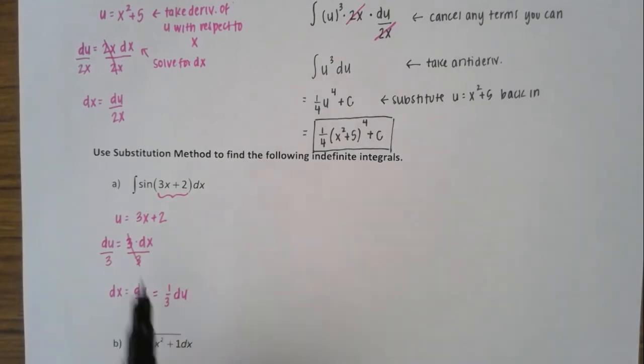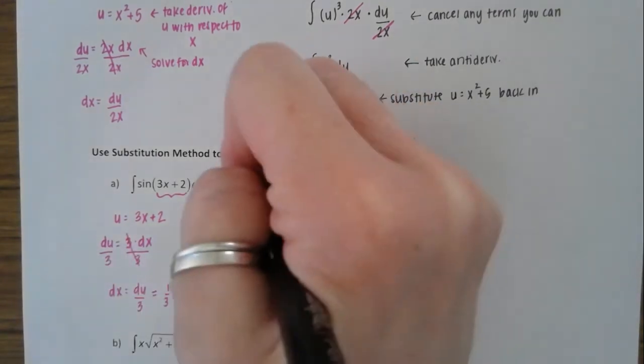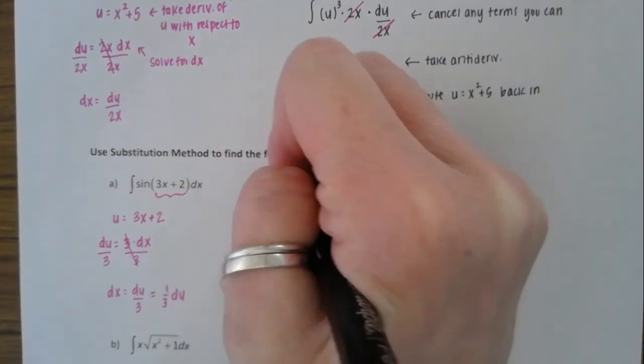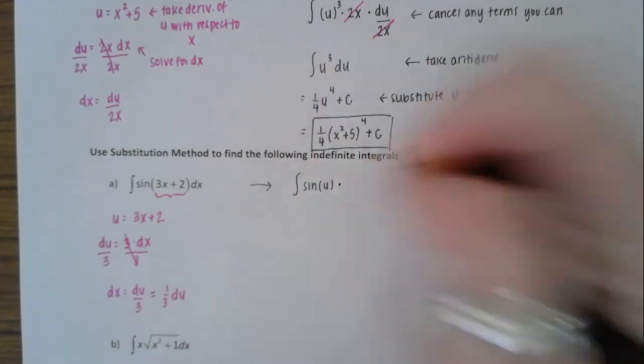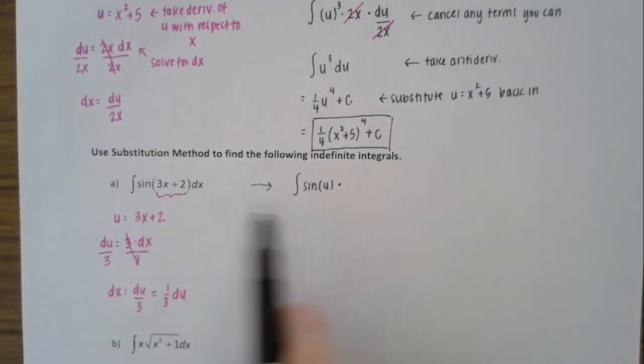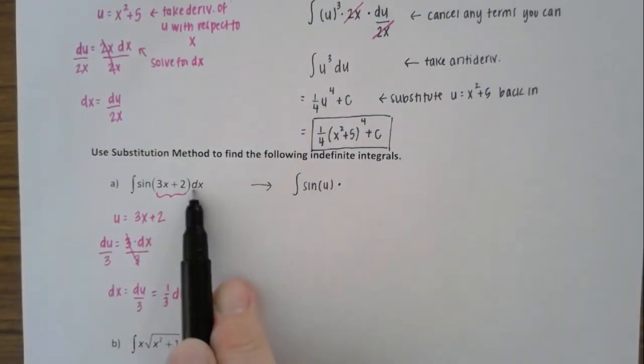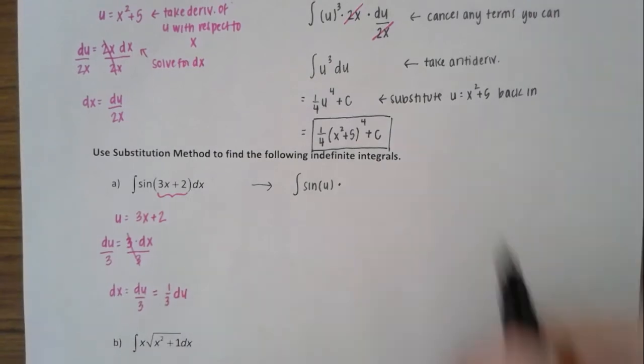So now that I know what dx is equal to, I know what u is equal to, I'm going to go ahead and substitute those into the integral. So I'm going to say this is sine of u, again replacing the 3x plus 2 with the u. And I want to replace the dx with this 1/3 du.